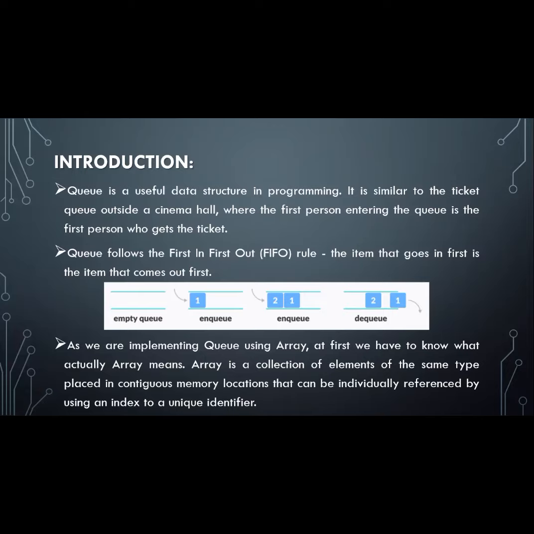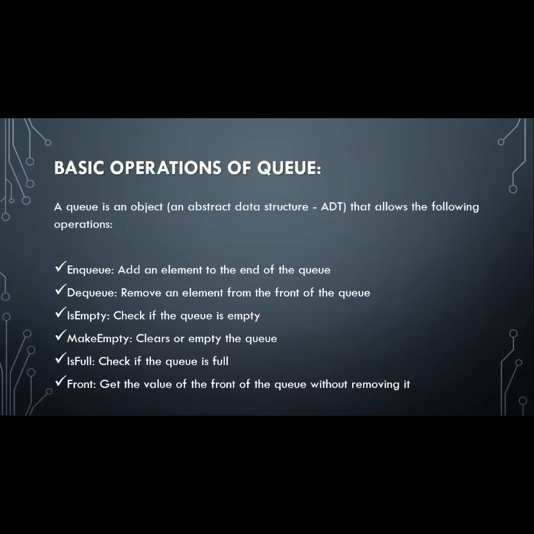As we are implementing queue using array, at first we have to know what actually array means. Array is a collection of elements of the same type placed in contiguous memory locations that can be individually referenced by using an index to a unique identifier.